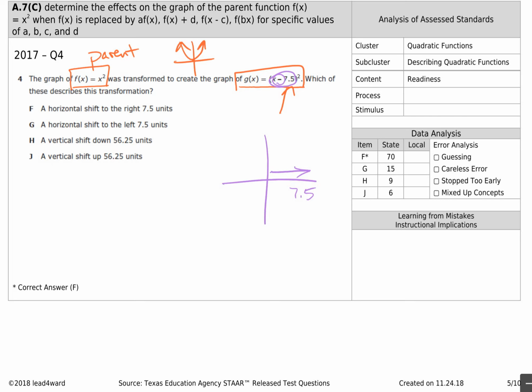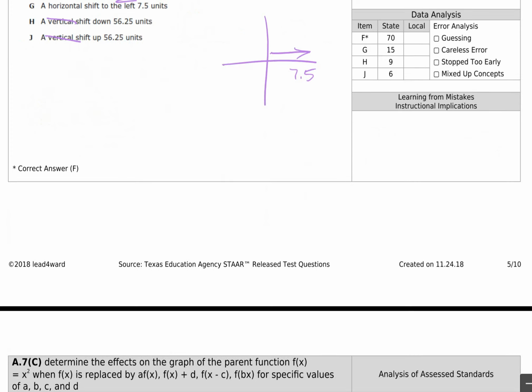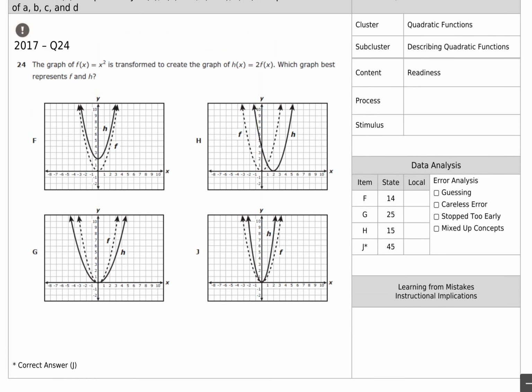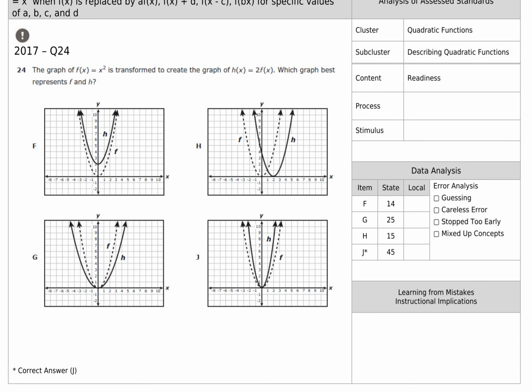So let's look at our answer choices. Horizontal shift, that's sideways, right? Vertical is not correct, vertical is not correct. To the right 7.5 units, that is correct. This is another one, because of the way it was given to you, you could have graphed it in your calculator. Let's move to the next question.